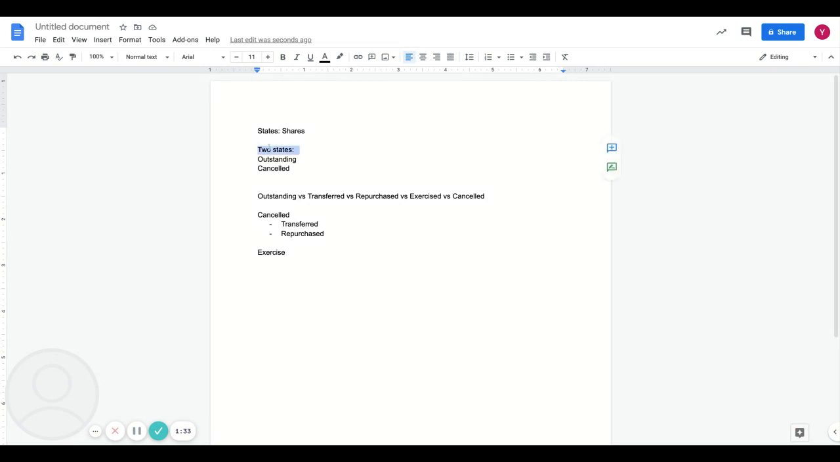For this purpose, you should think about it as for shares, there's two states, outstanding or canceled. If it's outstanding, that means you still have these shares. And if it's canceled, what you would expect is that the fully diluted number is always going to be zero.